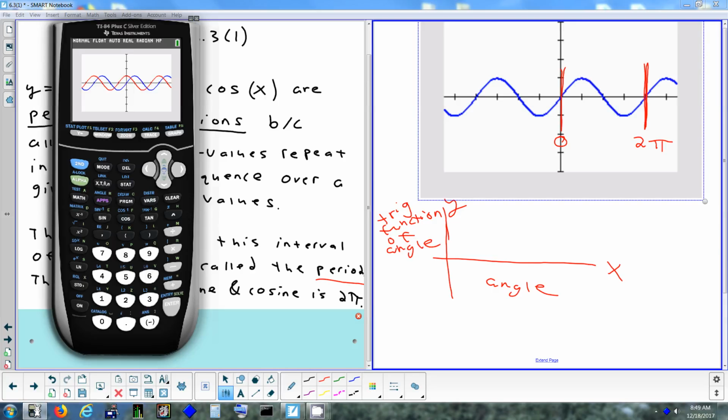Most of what we do this week is going to be in radians. Okay, so that's why I'll mention some things in degrees to make some points a little clearer. But when we graph things by hand, we're always going to label our x-axis as an angle in radians.